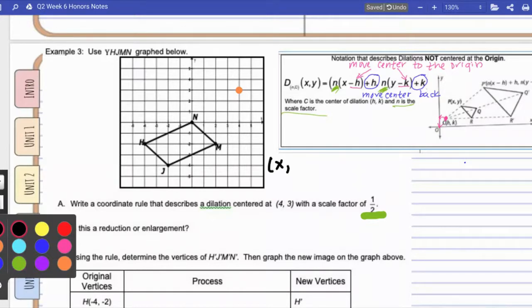we start with our normal (x, y), and we're going to transform it, just following the rule up here at the top. It says parenthesis, then it says n. Well, our n is half. Then it says parenthesis again, x. And we need to figure out what the h is going to be. Well, the h is 4. And when we go from the center of dilation to the origin, do we move left or right? We're going to end up moving left 4. So this is going to be a minus 4 in the parentheses. And then at the end, we transform it back. So we're going to do plus 4.